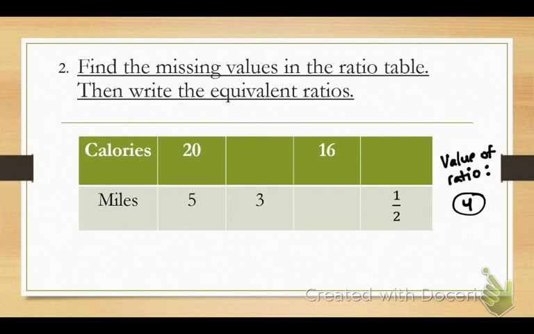I want you guys to try to fill in the rest of your box on your own. If it helps you to put the little red arrow there saying from top to bottom you're going to be dividing, or from the bottom to the top you're going to be multiplying, you can put that there. If you mentally know it, you don't have to write that anymore. All right, let's see what you came up with. 3 miles, how many calories would that be, guys? 12, very good, because I would have to multiply by 4. How about 16 calories? That would be 4 miles.